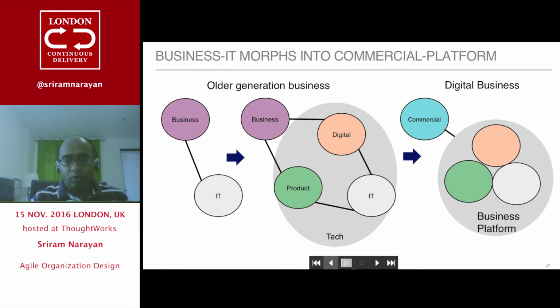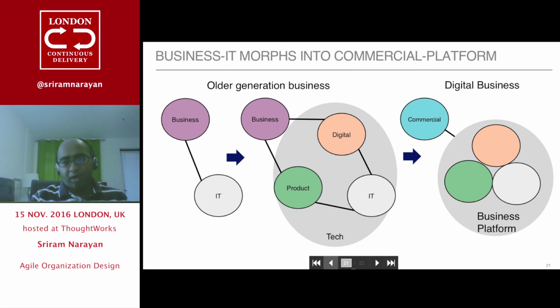So the way I like to capture that is, many organizations have moved away from the traditional just business and IT to they are somewhere here, where some organizations have either a product organization or a digital organization in addition to IT, and collectively that's referred to as the tech side of the company. But really, I think a lot of digital businesses, native digital businesses, are already in this state where there is really no business and IT. Instead, there is what I call commercial. Commercial is different from business.